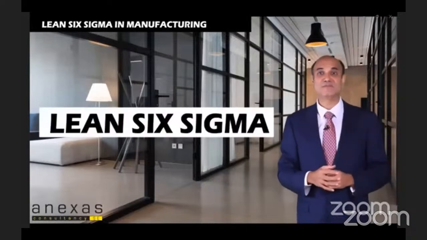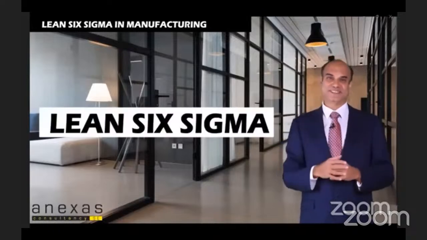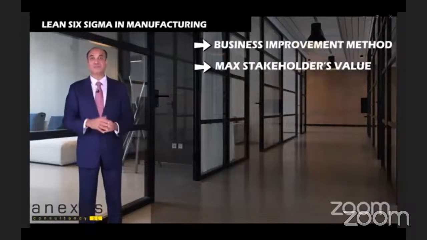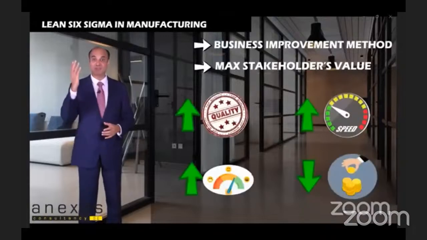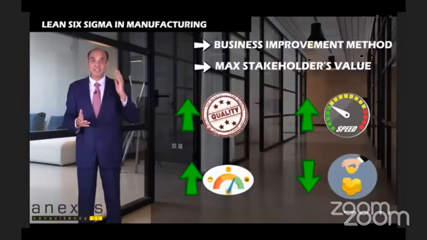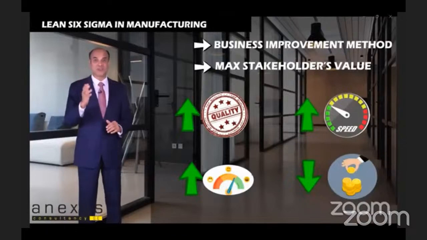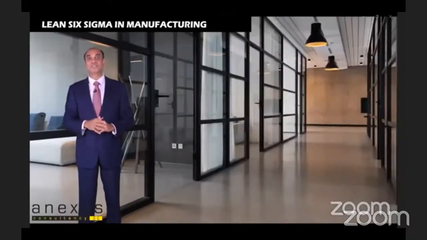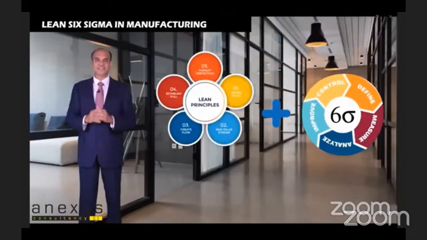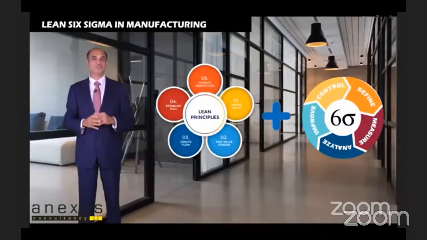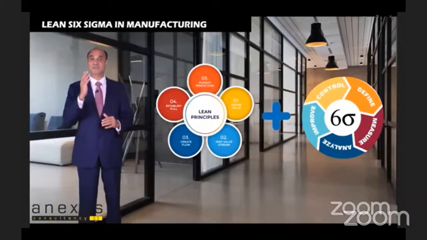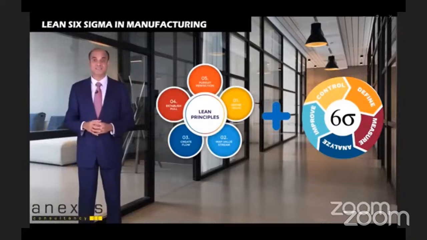Here is how Lean Six Sigma can improve your processes in manufacturing. Lean Six Sigma is defined as a business improvement method that aims to maximize the shareholders' value by improving the quality, speed, customer satisfaction, and reduce the costs. It merges tools and principles from both Lean and Six Sigma to do this. It has become the most popular business strategy for deploying continuous improvement in the manufacturing industries. With its help, you can make sure that only essential steps remain in a process.